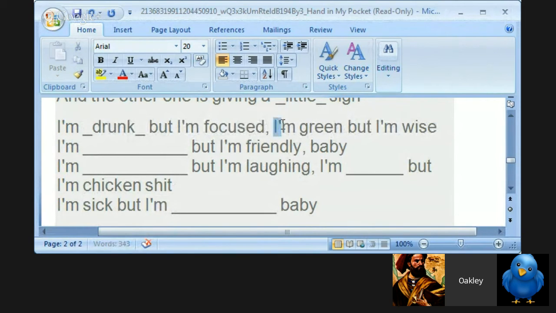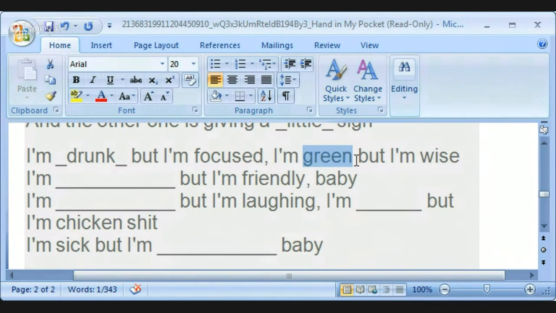And then the next section, I want to talk about this for a second. Salvatore, I'm green, but I'm wise. What does green mean? I don't remember, but I think it is an idiomatic color word, right, teacher? You're right. That's right. But I don't remember. Maybe I'm green.